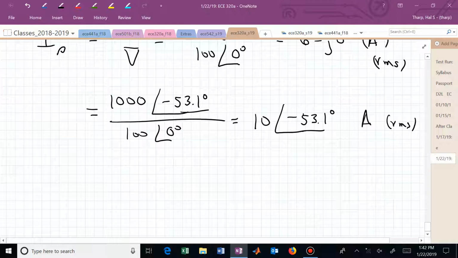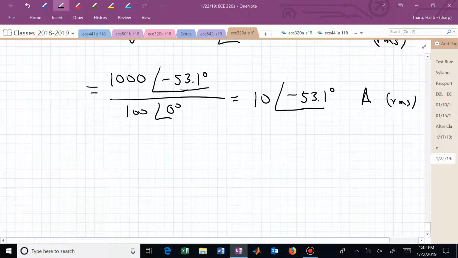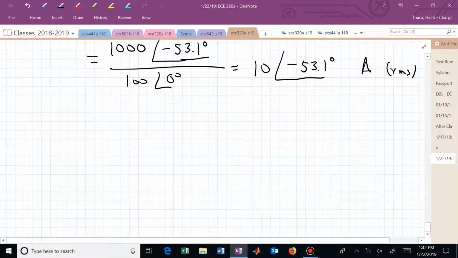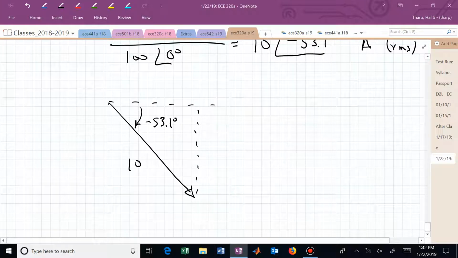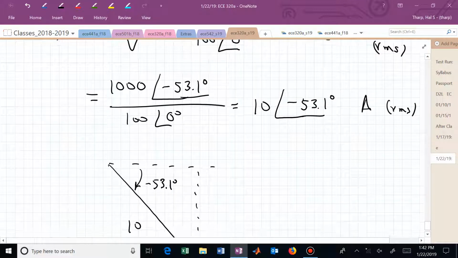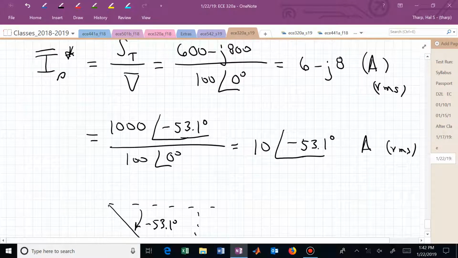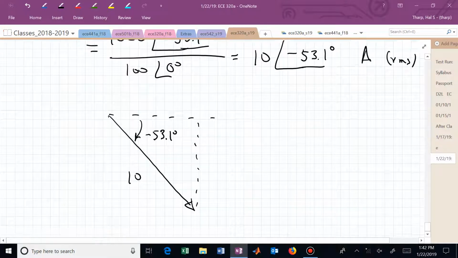And if we broke that down into its component parts, we now know that we have 10 at an angle of minus 53.1 degrees. We could take the sine of that or the cosine of that to find the individual pieces, or the component parts of that current.